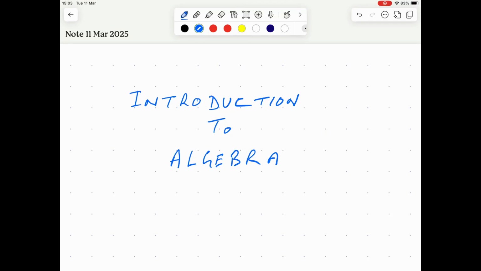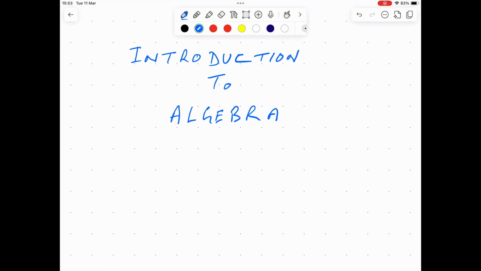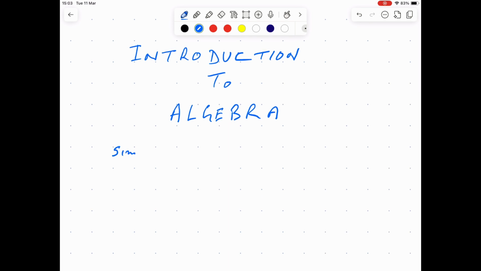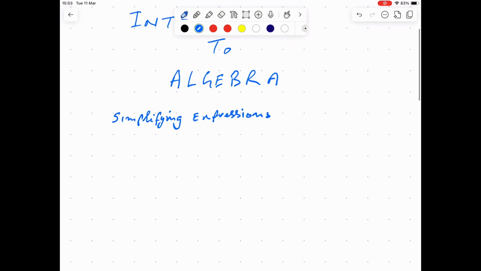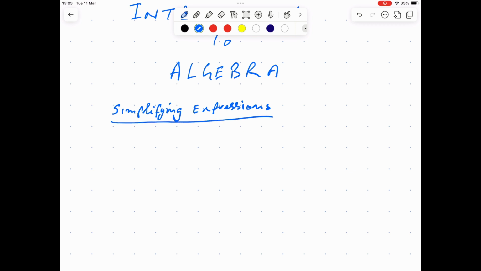Today we'll have an introduction to algebra. First, we will start with simplifying expressions. First, additions. And subtractions.